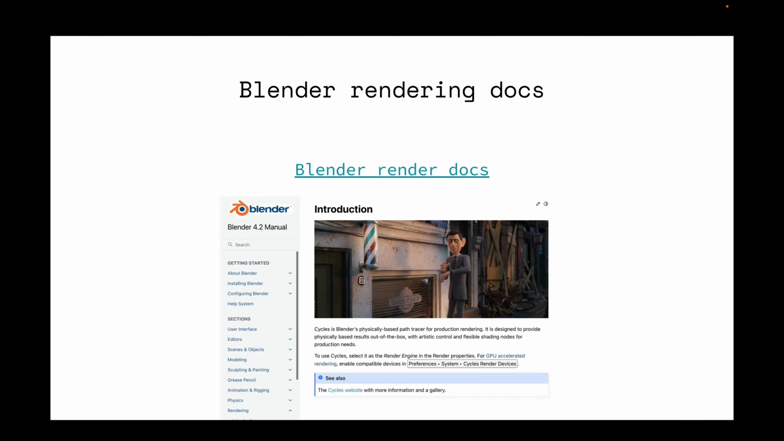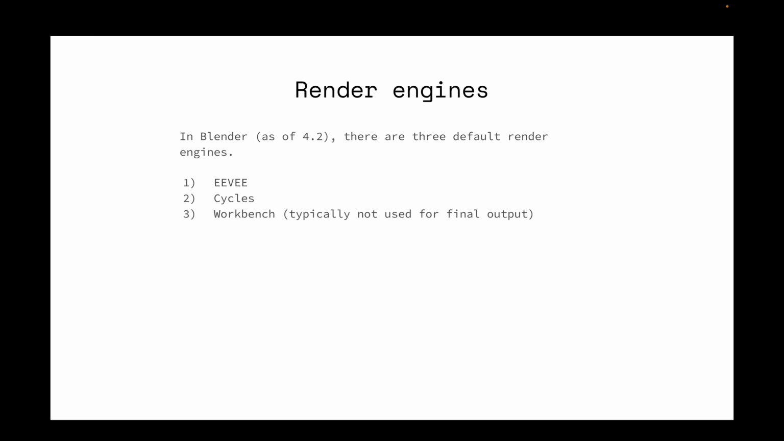Now let's talk about rendering. Here's a link to Blender's render documentation. Blender comes with 3 main render engines: Eevee, Cycles, and Workbench. Eevee and Cycles are going to be the 2 primary ones that you will be working with. I'm not going to cover Workbench. It's really not used for rendering images or animations. It's more of a tool for when you are working within the software.